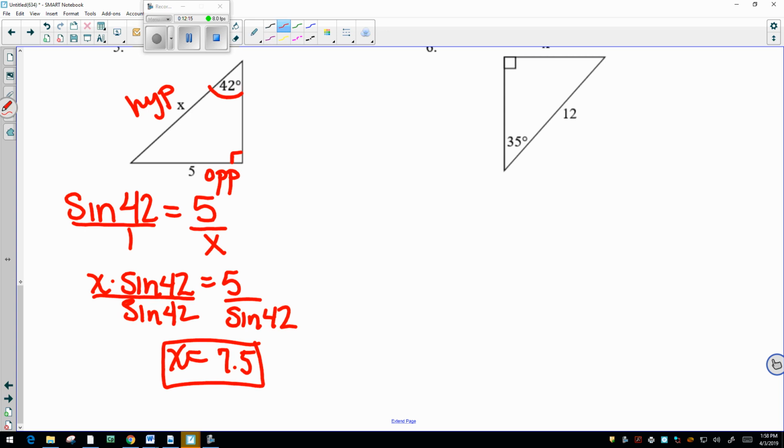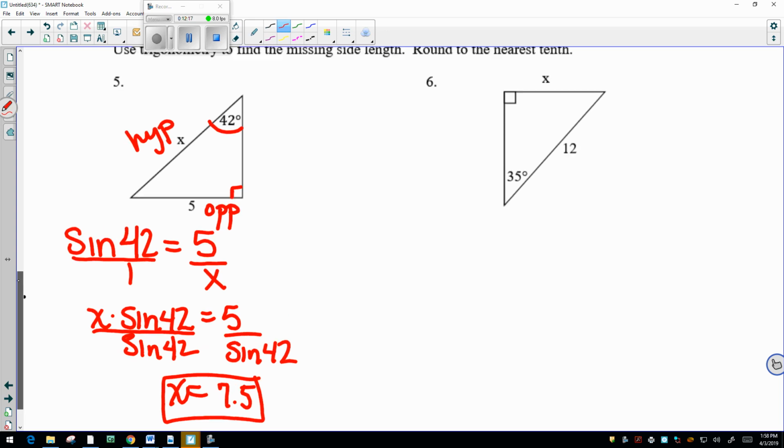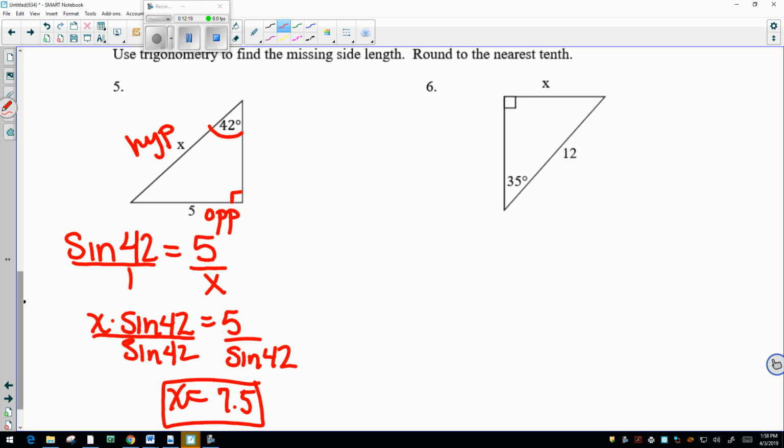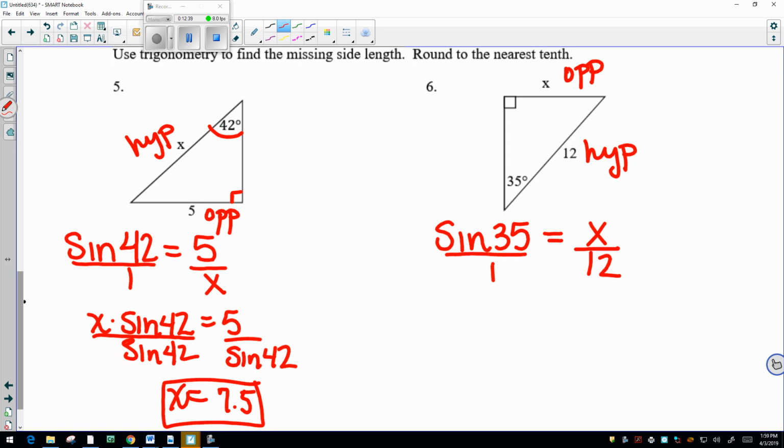Okay, and our last one. So we have, again, starting labeling your triangle, 12 is the hypotenuse, x is the side opposite. So again, we're going to use sine. Okay, and we start off and we say sine of the angle, sine of 35, is equal to opposite over hypotenuse. So again, we put that over 1 and cross multiply, so that gets us 12 times sine of 35 is equal to x.